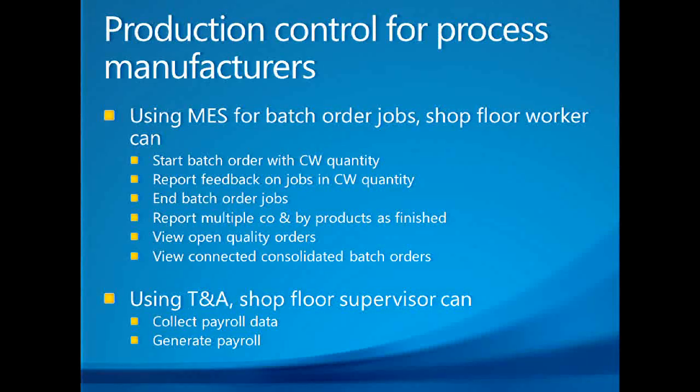So you can start the batch order with catch weight quantity. You can report feedback on the jobs in catch weight quantity. You can end your batch order jobs, report multiple co and byproducts as finished, view open quality orders, view connected consolidated batch orders. And of course, if you're using manufacturing execution, you have some shop floor personnel and you want to record payroll data for them. And you can do that just by the nature of using manufacturing execution and time and attendance.